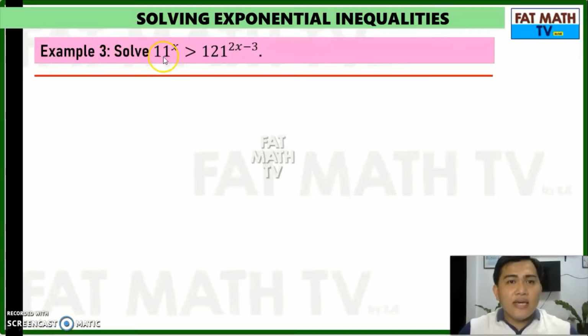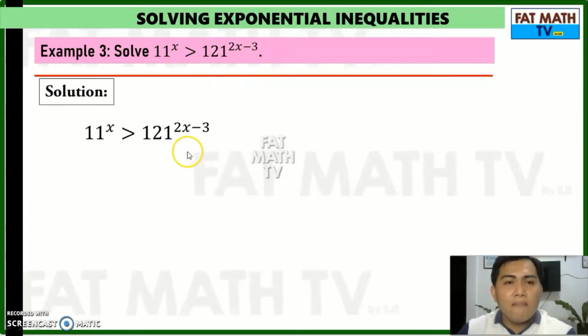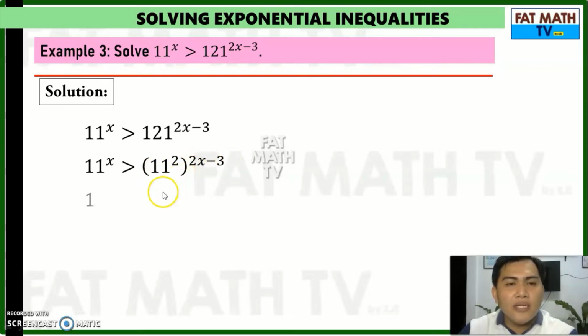Solve 11 raised to x is greater than 121 raised to 2x minus 3. So write this with the same base. 121 is 11 squared, so you will have 11 squared raised to 2x minus 3. Applying the properties of exponents, you will have 11 raised to 4x minus 6 here.